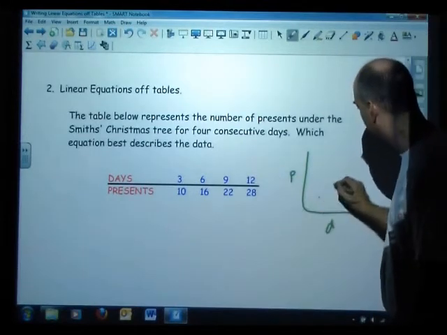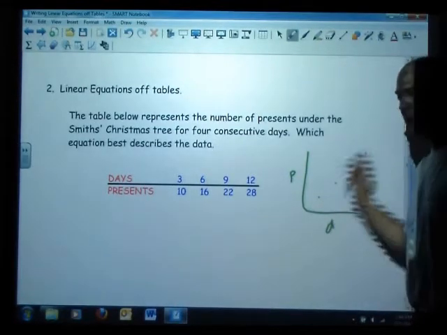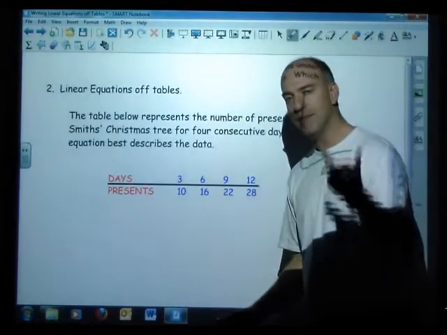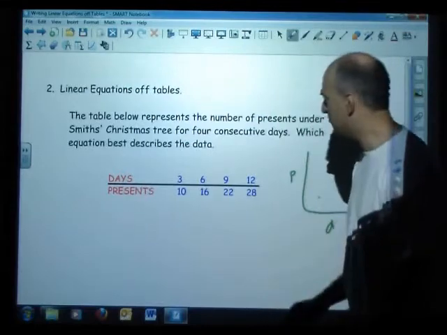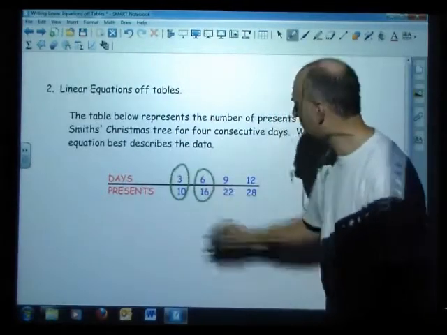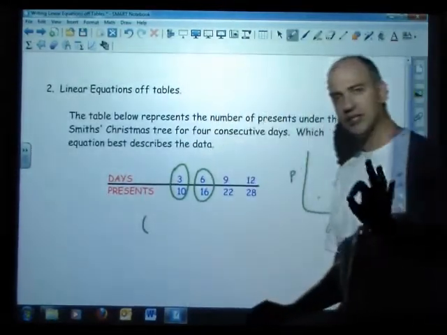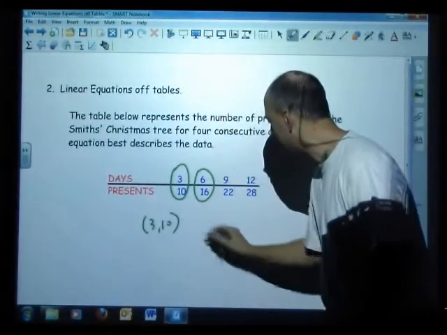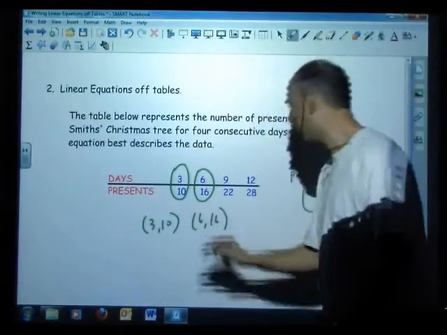And I've got several points of information, and they form a line. So how do I get an equation? How many points do we need? I hope you guys said 2. I'll just pick the easiest points I can find. And you should always write these as coordinates, because that's what you guys are used to working off of. So 3 days leads to 10 presents. 6 days leads to 16 presents.